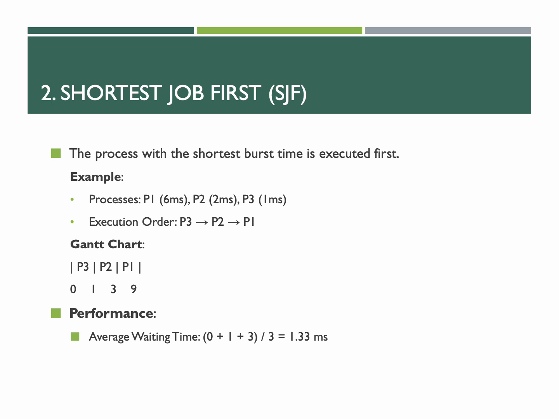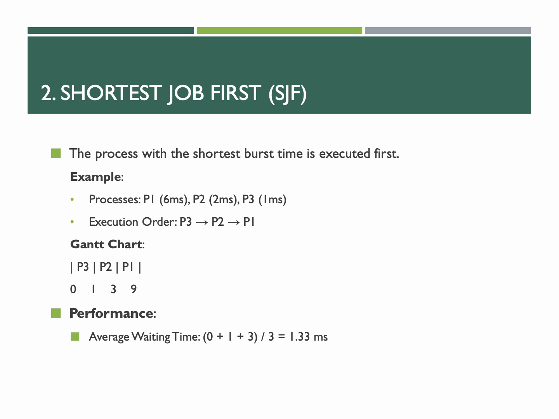So let's see an example here. We have P1 with a burst time of 6 milliseconds, then P2 with 2, and P3 with 1. In shortest job first, the execution order will be P3 first, because P3 has the shortest burst time, which is 1 millisecond. So it will be P3, P2, then P1.